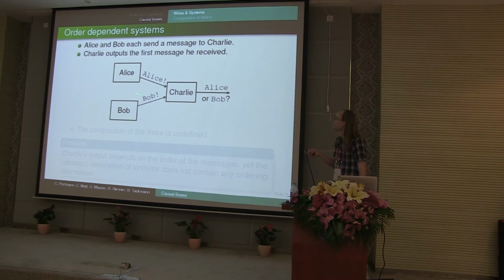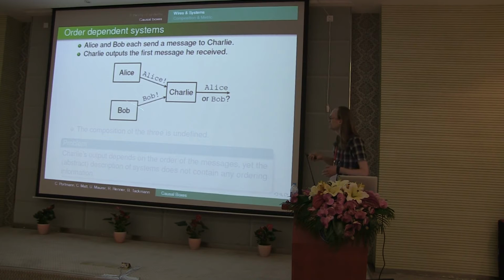A very simple example: Alice and Bob each send a message to Charlie, and Charlie just outputs the name of the player whose message he received first. It's easy to describe Alice, Bob, and Charlie using some kind of pseudocode. Charlie receives a message. If he hasn't received anything and he receives something from Alice, he outputs Alice. If he had already received something from Bob, he doesn't output anything.